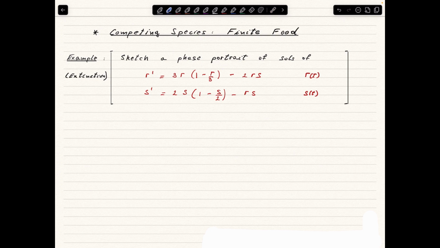So let's solve this system. Let's use the linearization method. What is the first step in this linearization method? It is to find the equilibrium solutions.